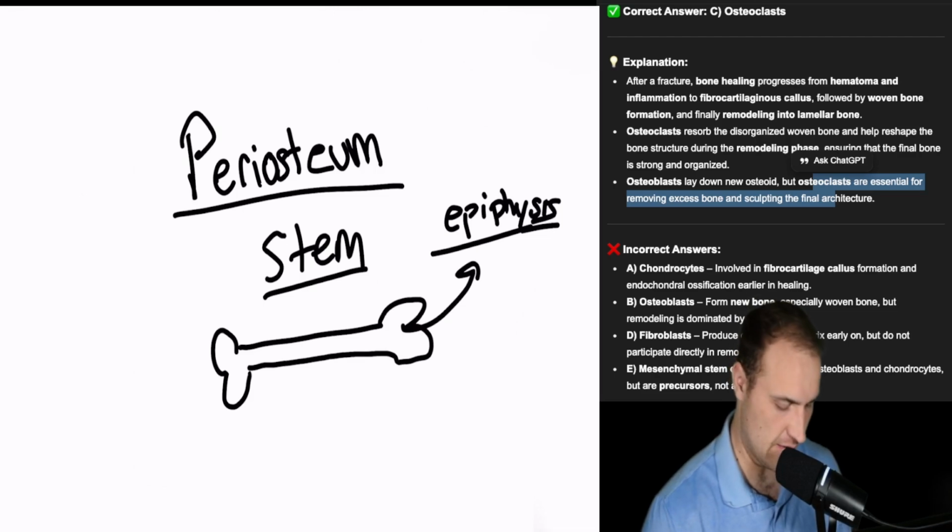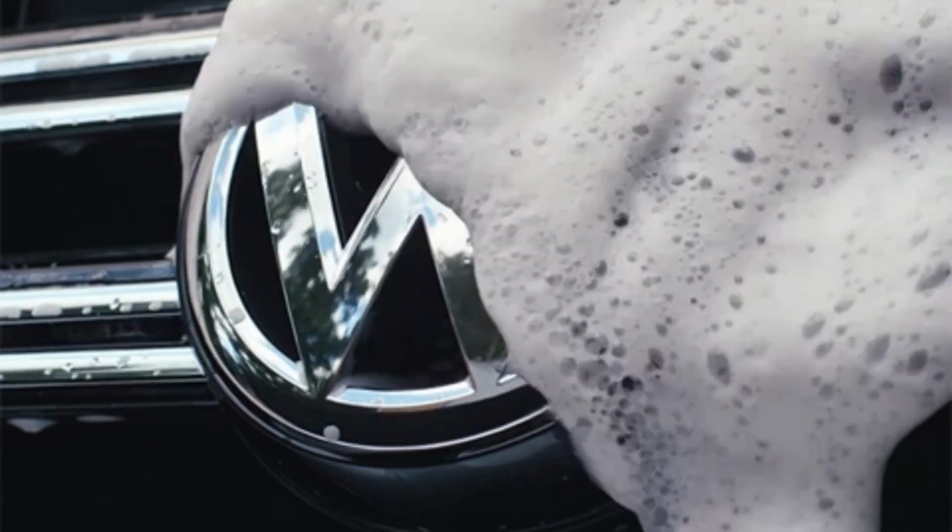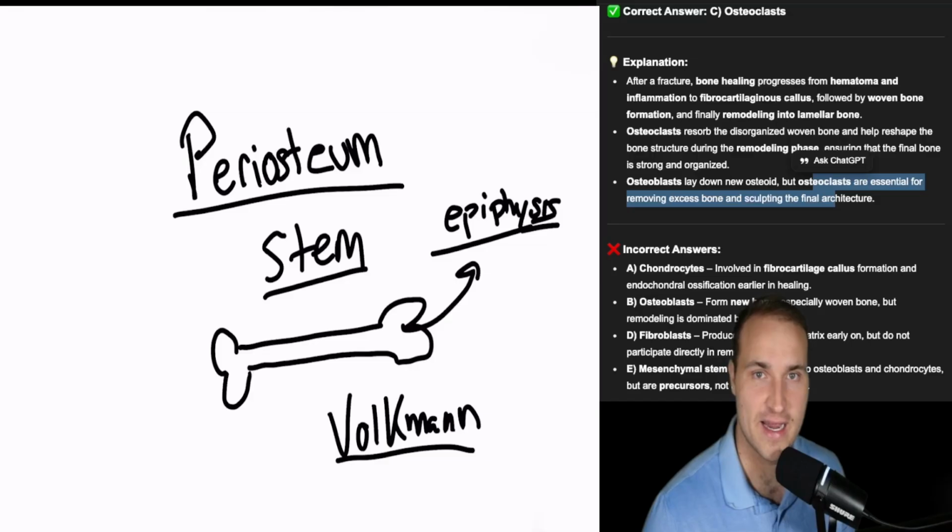And you've probably also heard of something called the Volkswagen. Well, there's also the Volkmann canal. That connects blood vessels across the osteons, and it helps to supply, but it does not actually help with the healing. The periosteum provides the stem cells that then become osteoblasts, which are essential for fracture healing.